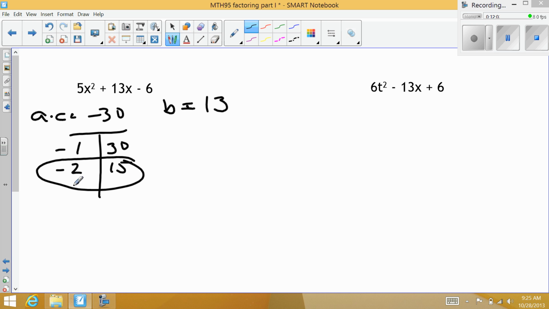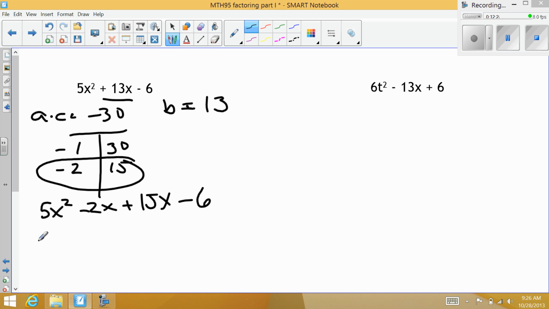But again, these are not going to be my factors. What I'm going to do is take those two numbers, expand this 13x into negative 2x plus 15x, subtract 6. So I still have the same expression because negative 2x plus 15x is 13x. But now that I've rewritten it as 4 terms, I can use my grouping method.